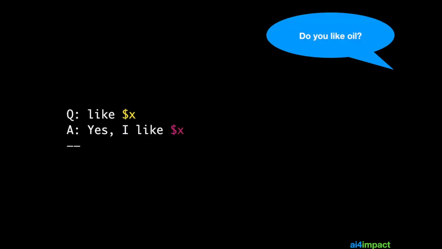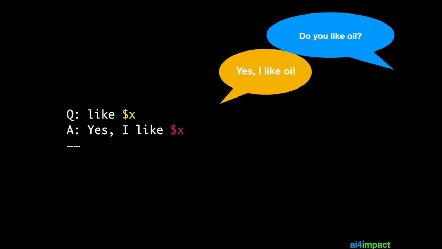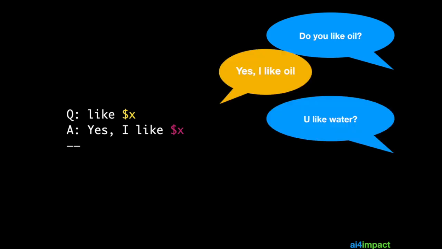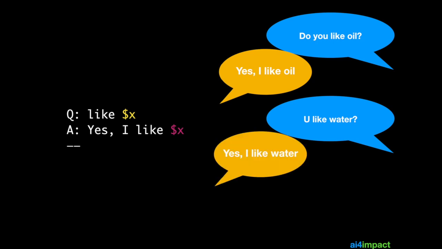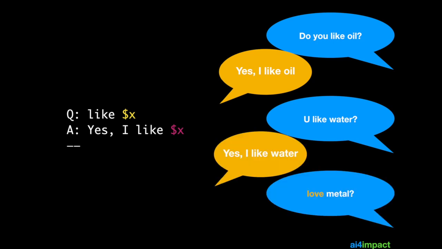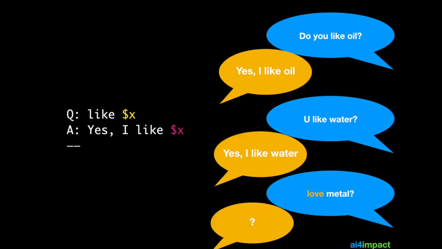Okay, let's just run through an example. So let's say we have Q where you match a $X, and again you just recall this. If you ask the bot, do you like oil? $X will be oil, and so it will say, yes, I like oil. If you say you like water, it will say, yes, I like water. Love metal, of course, will not work because like and love don't match. And so this template doesn't fire. So this is an IDK situation.